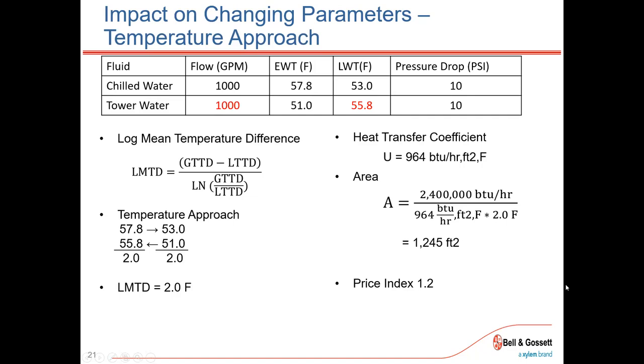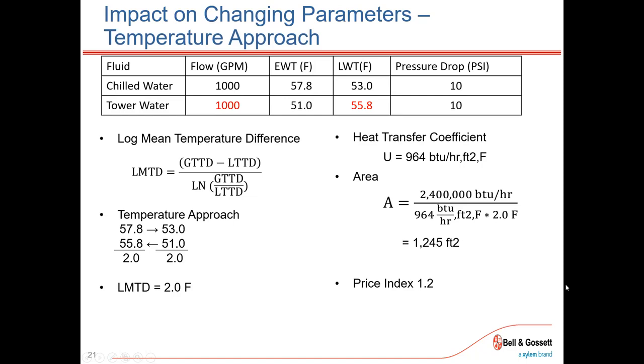So all I wanted to show is that the last one was the impact of increasing the allowable pressure drop. This one just shows the impact of changing the approach. It's changing the approach, which is going to change your LMTD. So we had 1,000 gallons a minute instead of 1,500. We let the leaving water temperature float up to 55.8. In doing that, it adjusted our approach. Now our approach, instead of, I believe it was 2.7 before, we're at 2.0.